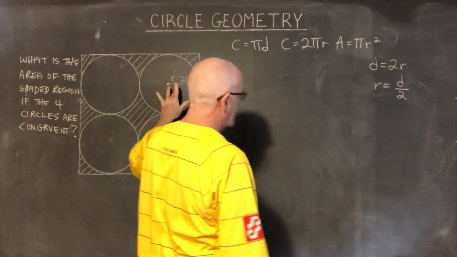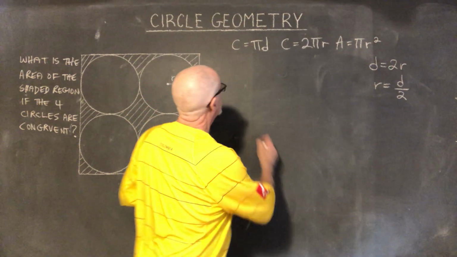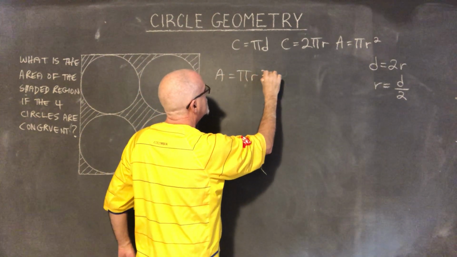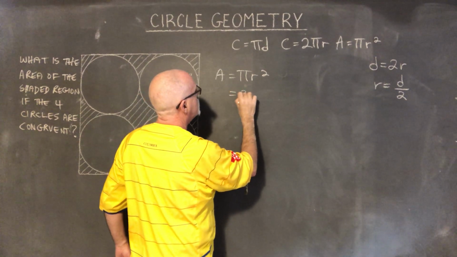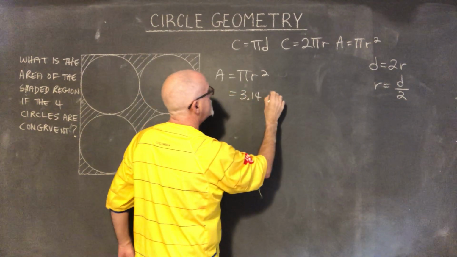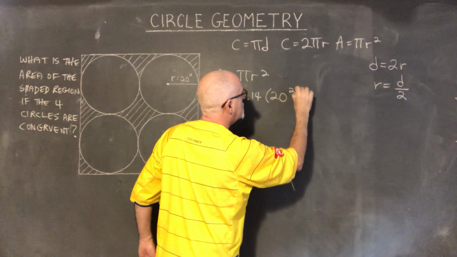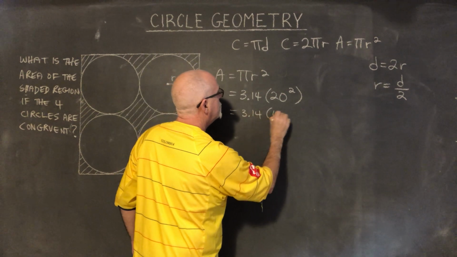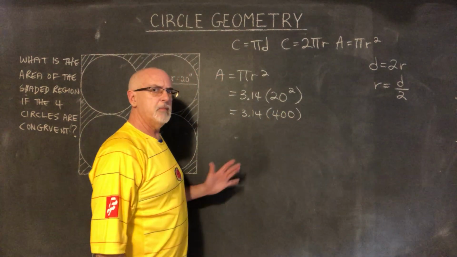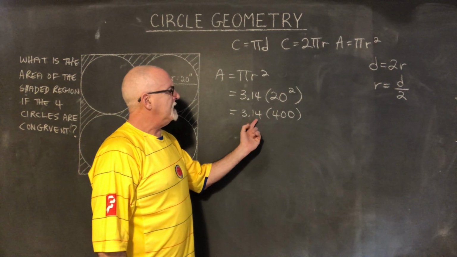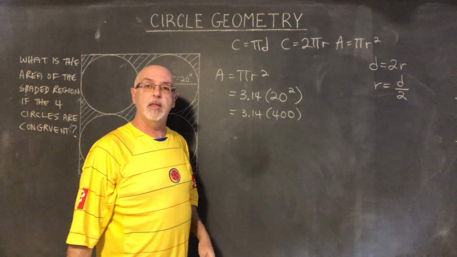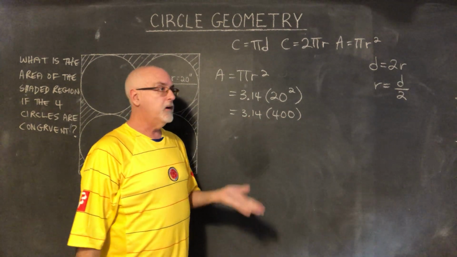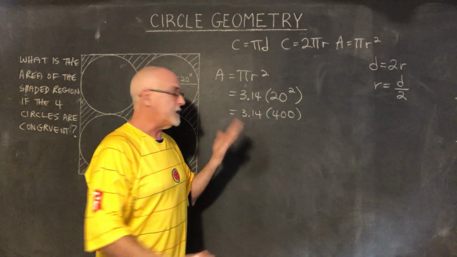The area of one of these circles, that's the area formula, area equals pi r squared, which in this case is equal to 3.14 times 20 squared. And 20 squared is 400, so it's 3.14 times 400. Can I do this in my head? 3.14 times 100 would be 314, and that would eliminate the decimal. That's handy. But then I'd have to multiply it by 4. What's 314 times 4? 1,256.